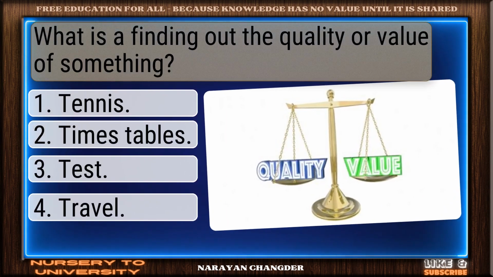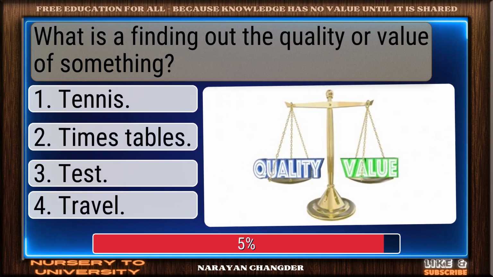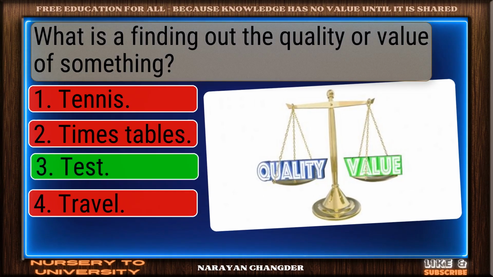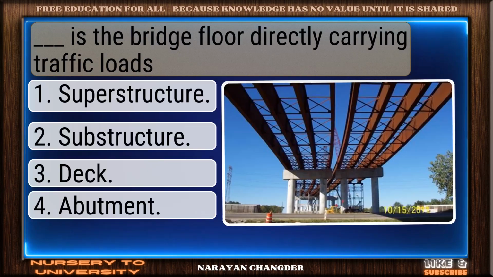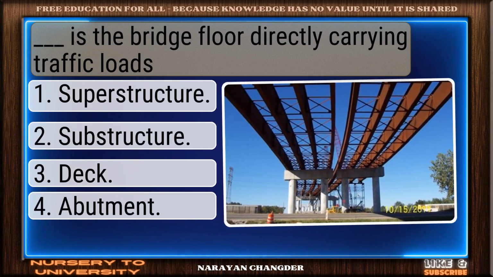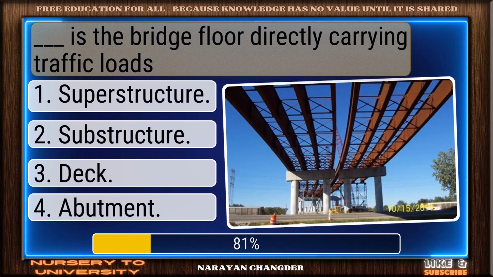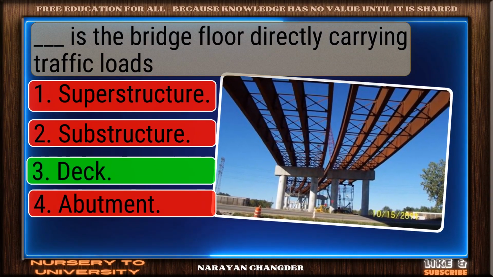What is a finding out the quality or value of something? Nice selection. Test is the correct and valid answer. Dash is the bridge floor directly carrying traffic loads. Right again. Deck is a valid answer.